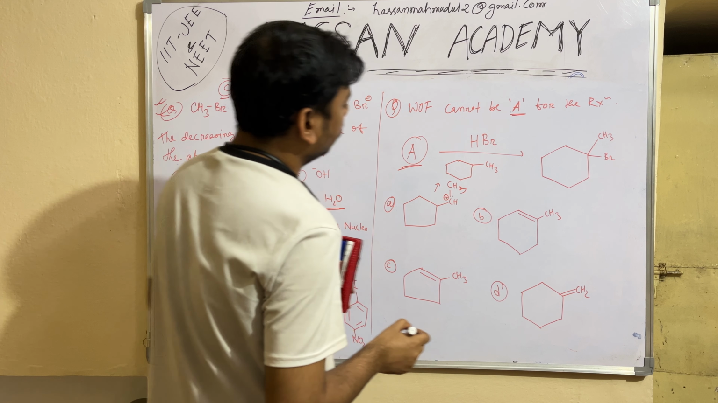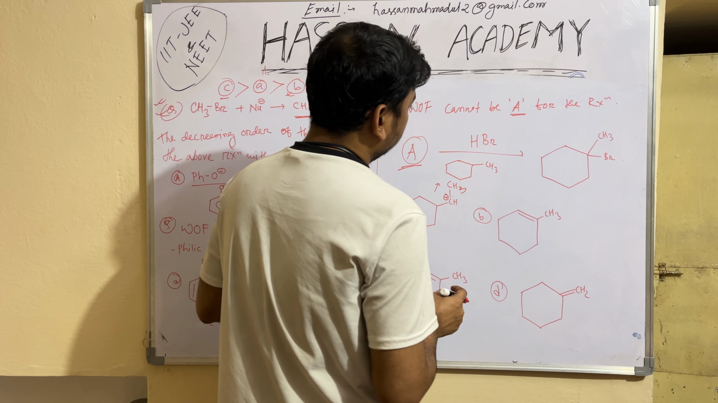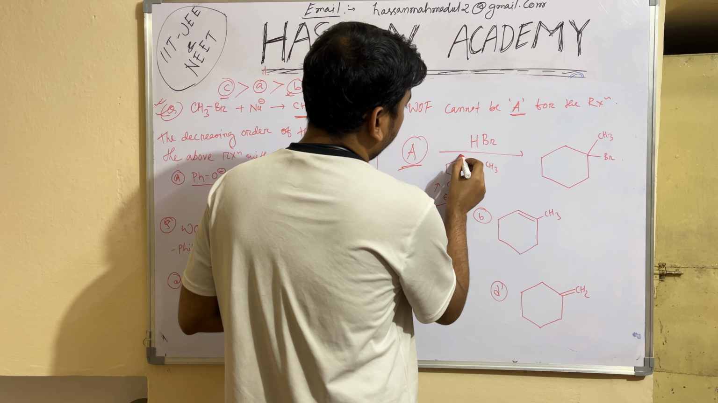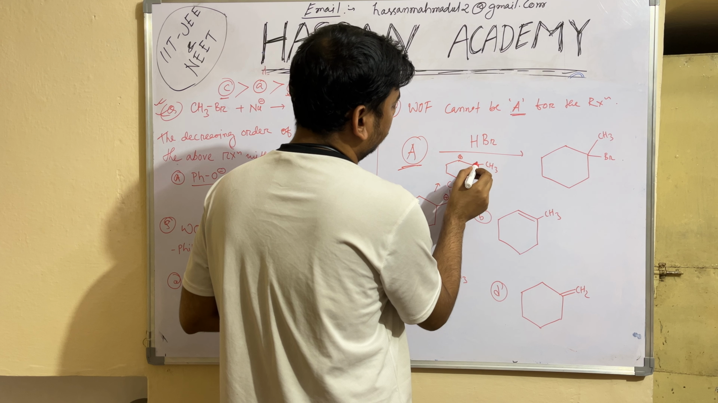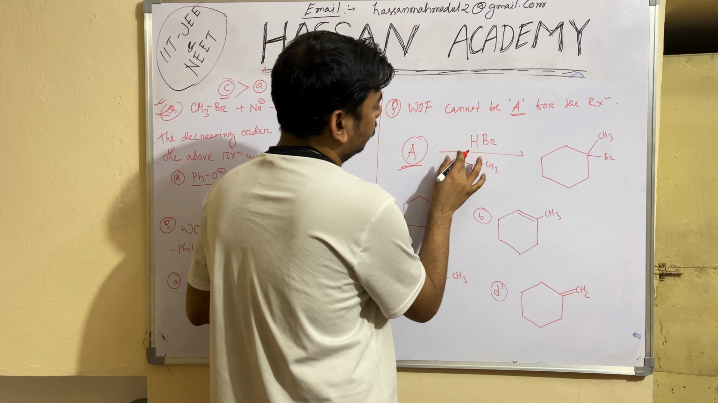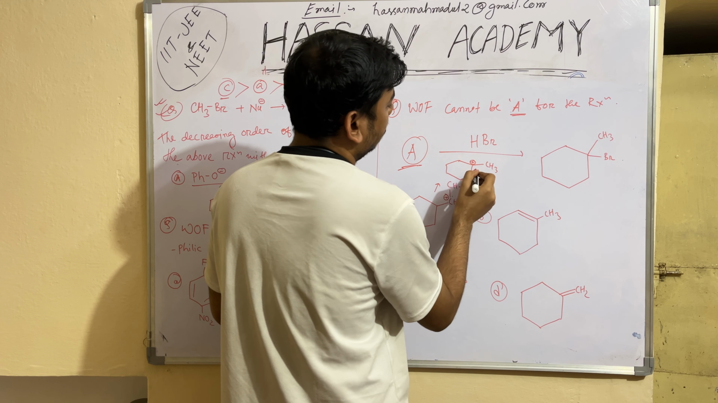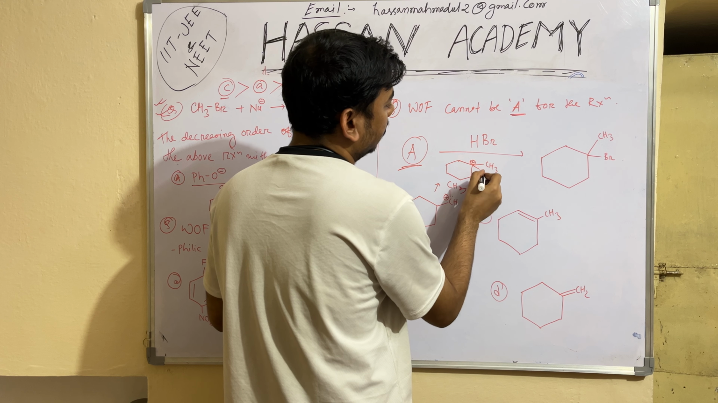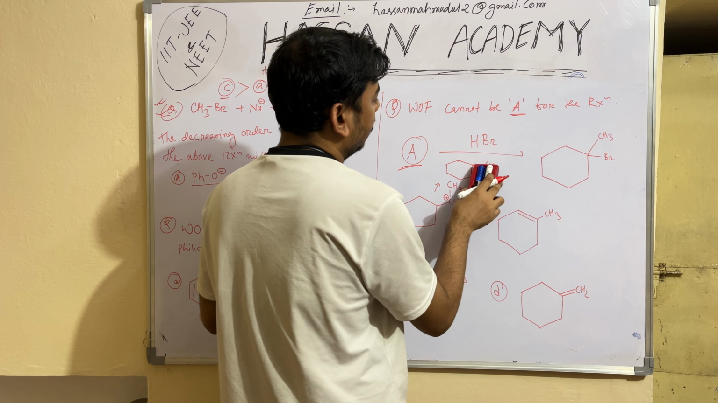Once it goes to the 6-membered ring and CH3, on that ring carbon you will get a carbocation here, and now it can do the 1,2 hydride shift and come to here. Once it comes here, again from here it will shift to this tertiary carbocation, and here Br will come, so you will get this product. So this can be our A.